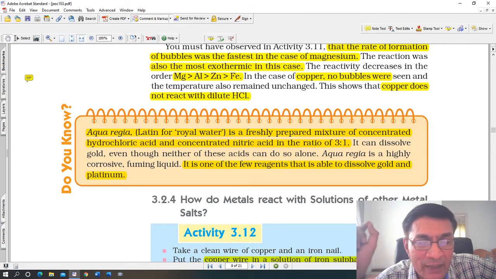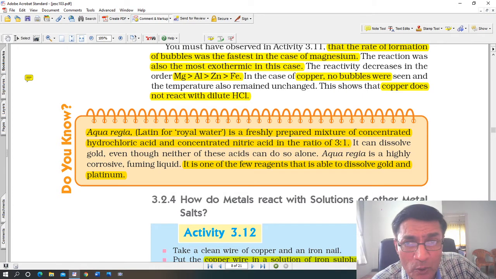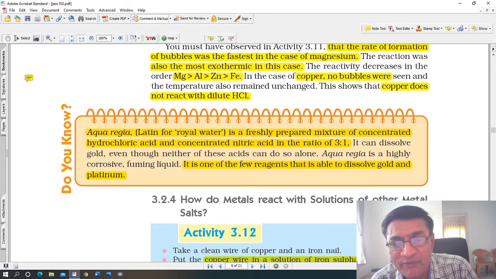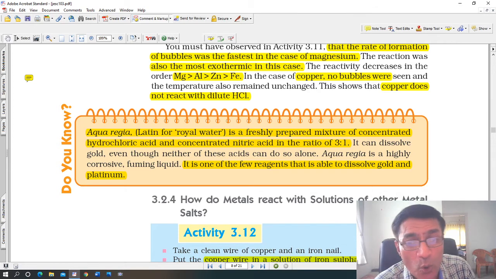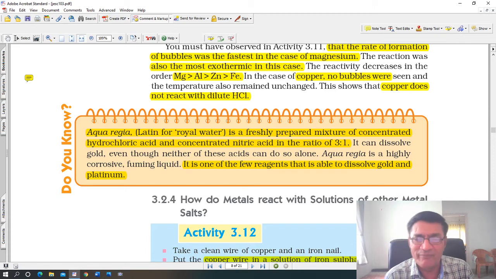It's a fuming liquid. फ्यूमिंग मतलब उसमें से गैस जैसा निकलता है, फ्यूमिंग लिक्विड. हाईली कोरोसिव, कोई भी मेटल को कोरोड कर देगा. It is one of the few reagents that is able to dissolve gold and platinum. Platinum is one of the hardest metals. उसको भी dissolve कर देगा. So it is used mostly by goldsmiths. Okay, aqua regia. All right.